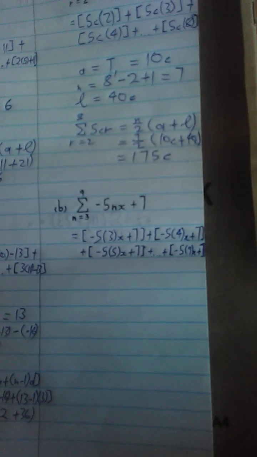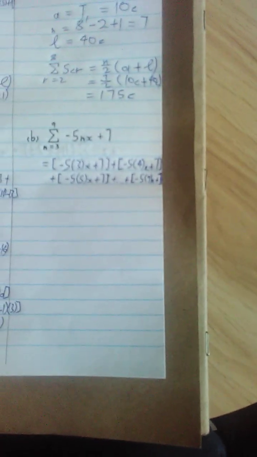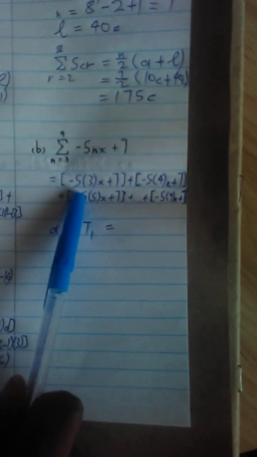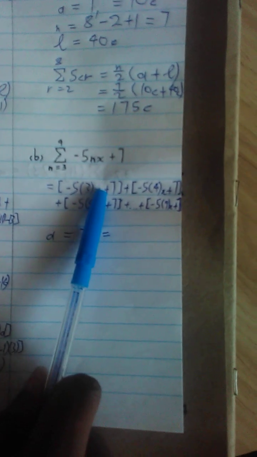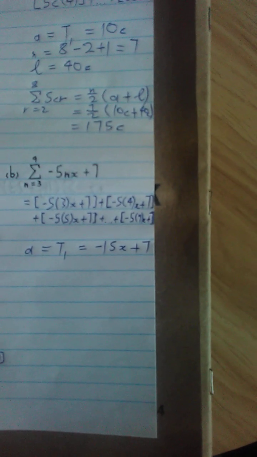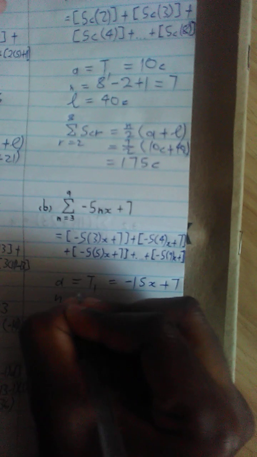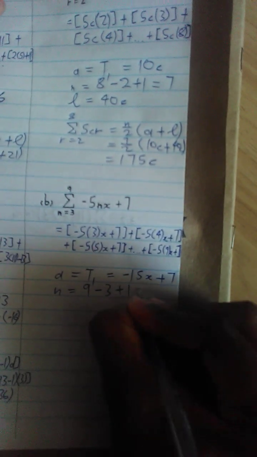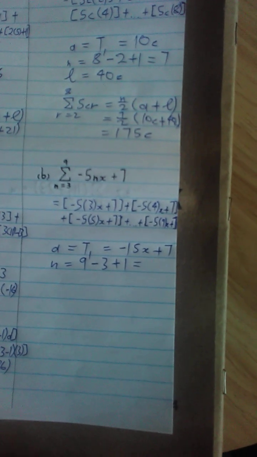Might I request that we also use this one here? So we have to find A, which is T1, which is negative 5 times 3 is negative 15 times x is negative 15x plus 7. N is upper bar 9 minus lower bar 3 plus 1. 9 minus 3 is 6, 6 plus 1 is 7.